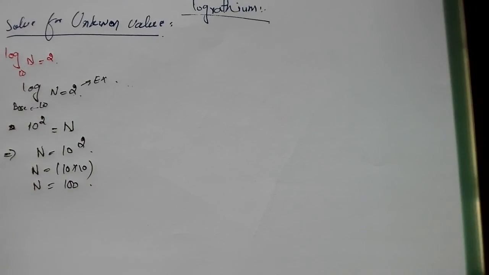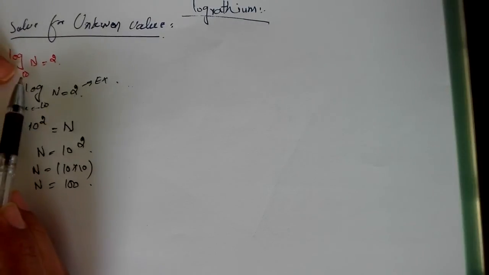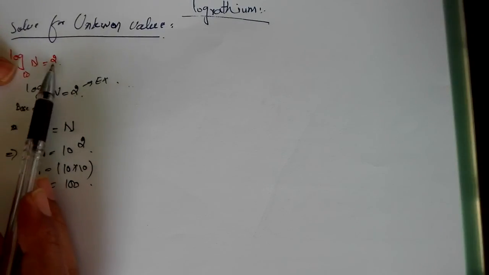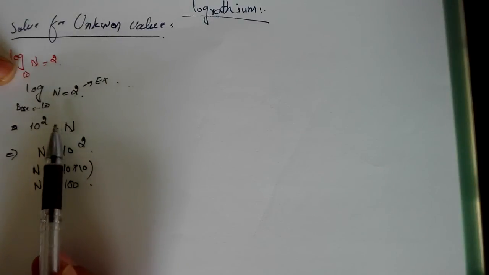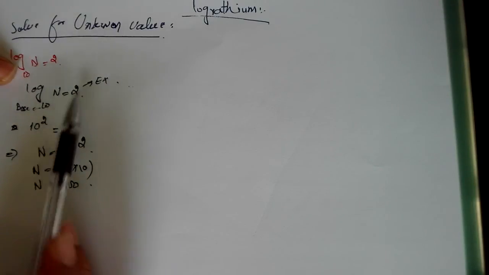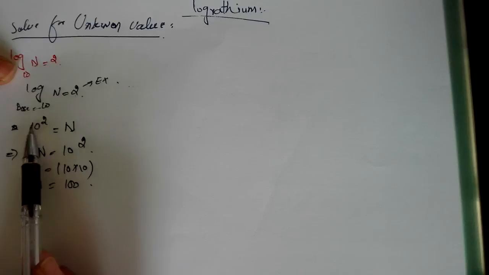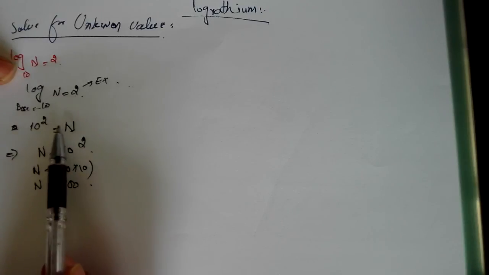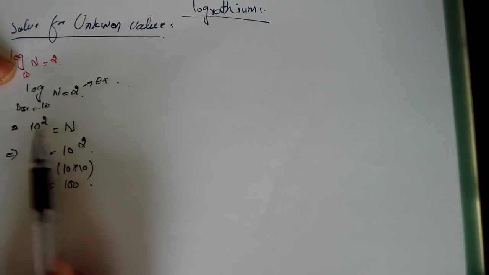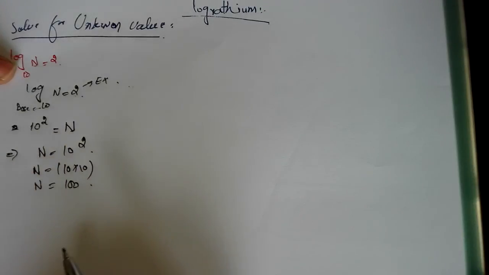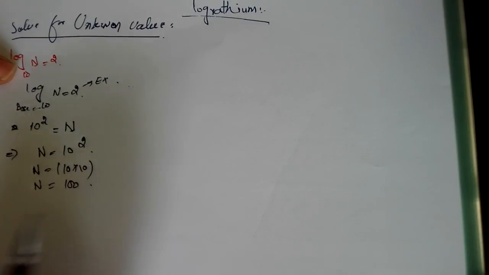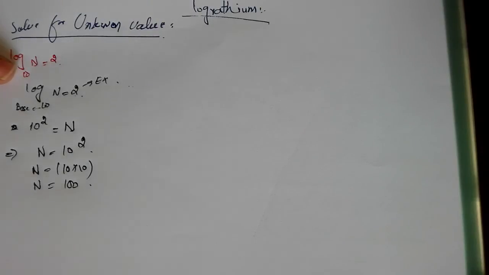This is simple, but you have to follow the technique. The technique is that this 10 is base and this is exponent. Just write it in that exponent notation, and that 2 will come over here. 10 power 2 equal to n. 10 power 2 means multiplying 10 2 times, that will be equal to 100. And now we will solve another question related to that.